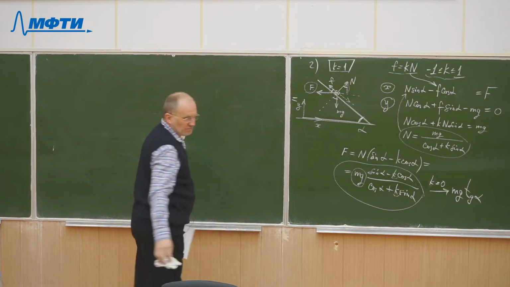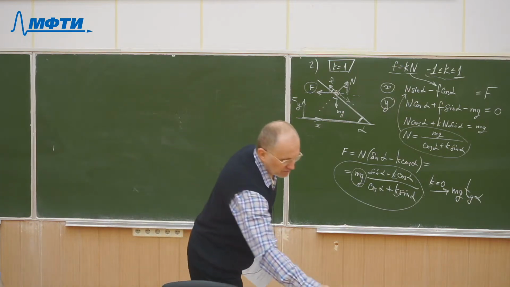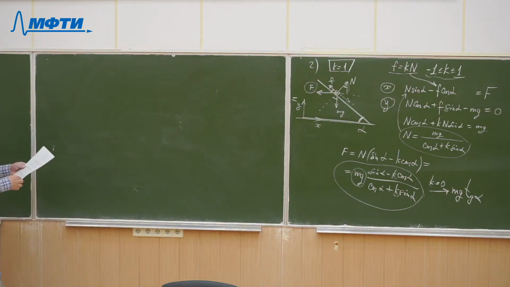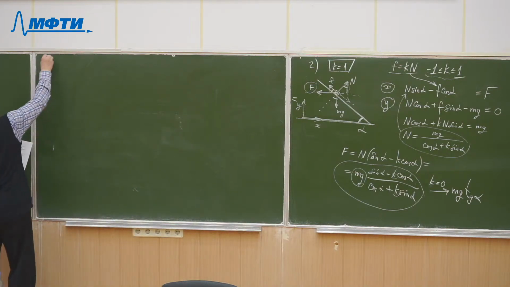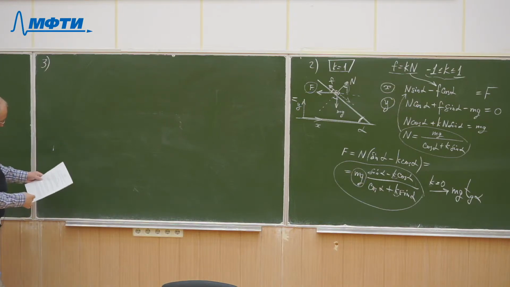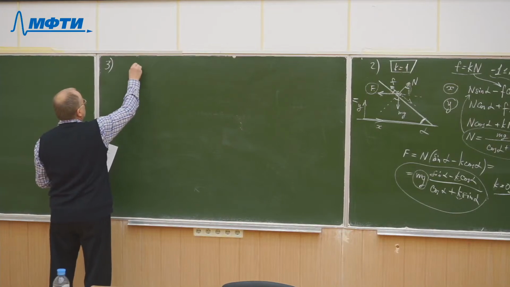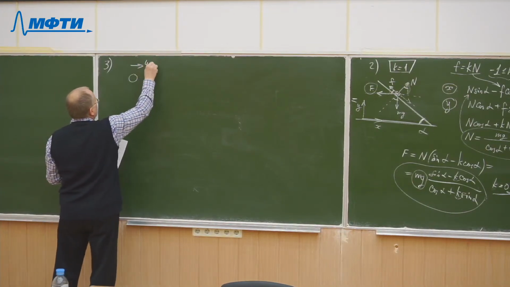Now problem number 3, which is very simple. Most of students obtained correct answers. Problem number 3. A body moves at a speed of 4 meters per second. Well, like this. 4 meters per second.